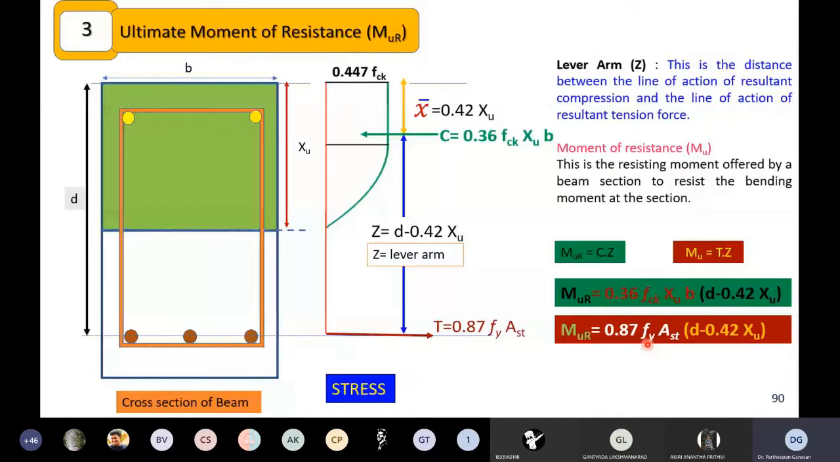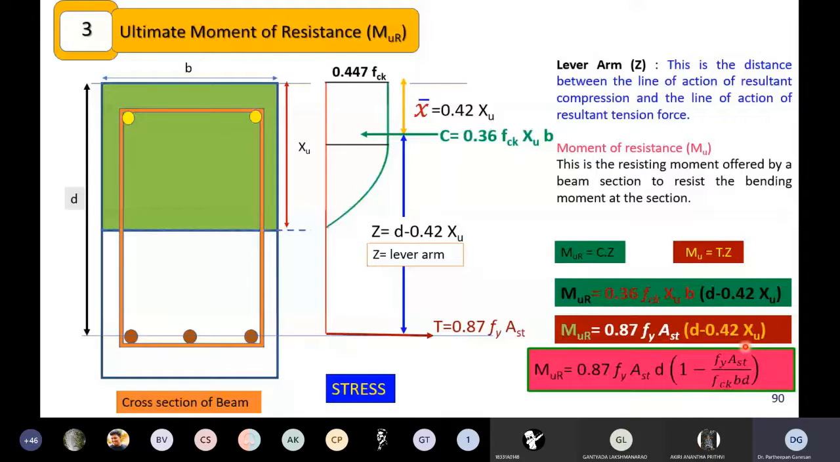From the stress diagram, you have a compressive resistive force and a tensile resistive force. You take moment about either of the forces, you will get the moment of resistance of the beam. But there is a condition when to use which formula, that we will see while solving the problem. Now, we already know the XU value from the previous, the second equation. If you substitute this XU value and reduce it, you will get this equation, 0.87 for example.